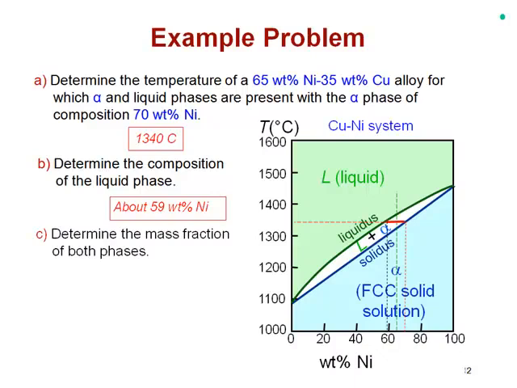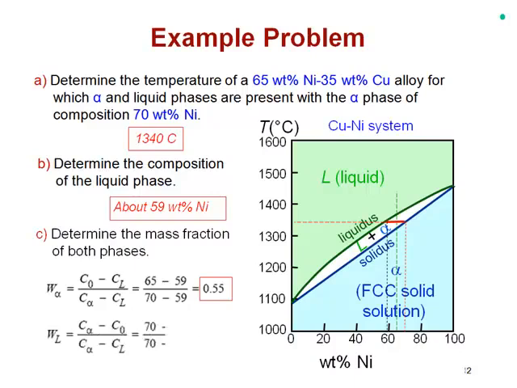Determine the mass fraction of both phases. How do we do this? By making use of the lever rule, which we just had. C0, 0 stands for overall composition, L stands for liquid phase, and alpha stands for the solid phase. So by making use of this lever rule, we can compute the weight of the alpha phase, which is 0.55 or 55%. What is left, of course, is the other phase. That one is the solid phase, this one is the liquid phase. Okay? Good.